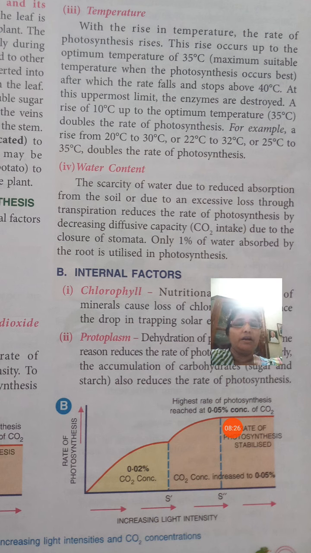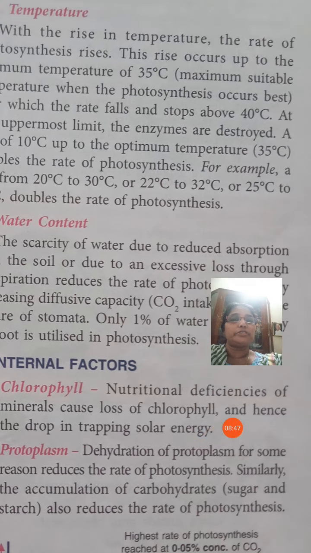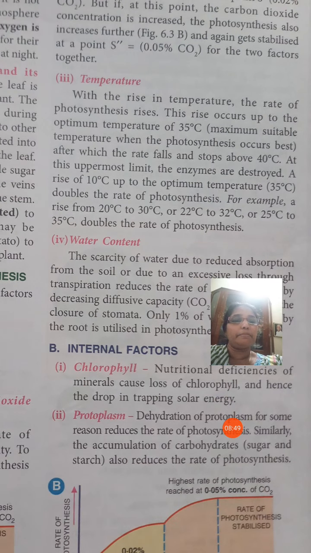Then again, what is the role of temperature? According to the rise in temperature, the rate of photosynthesis also rises. But you can see its optimum temperature, or most suitable temperature, for the rate of photosynthesis is 35 degrees Celsius. That is the optimum temperature. That may be asked for the examination.